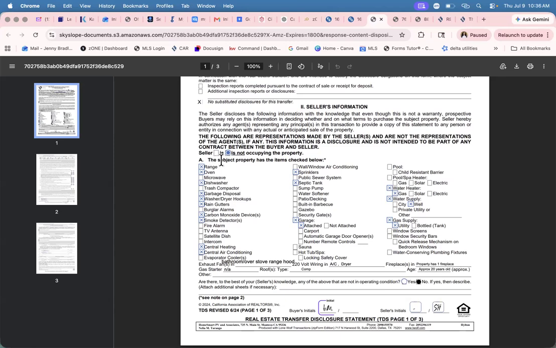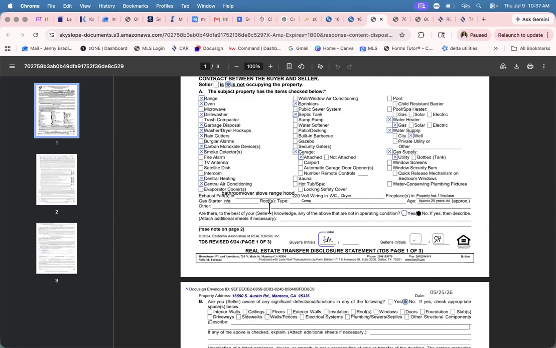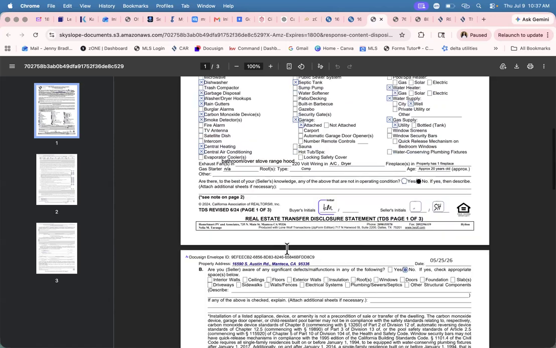So here they would say the subject property has the items checked below. The seller would have to check everything that they have in the property. What's the water heater, if it's gas, water supply, which is a well, gas supply, utility. And then they would give the roof type, approximate age. To the best of your seller's knowledge, are any of the above not in operating condition? No.